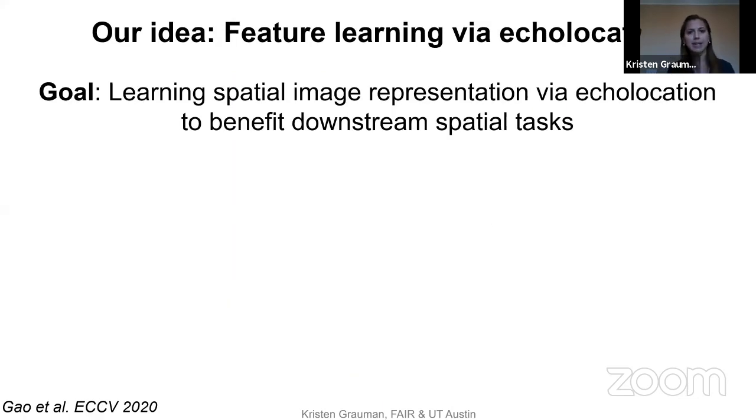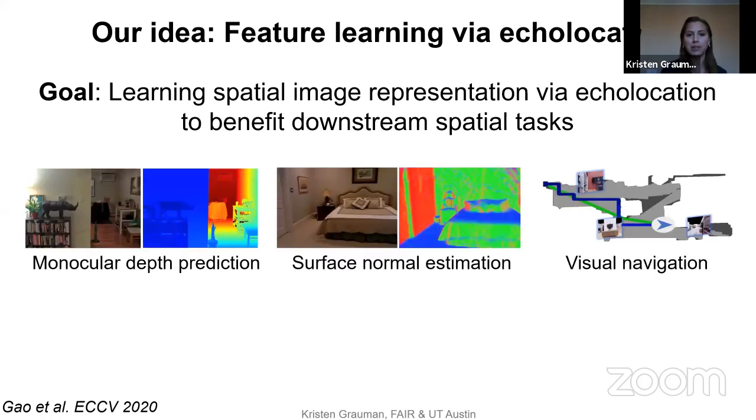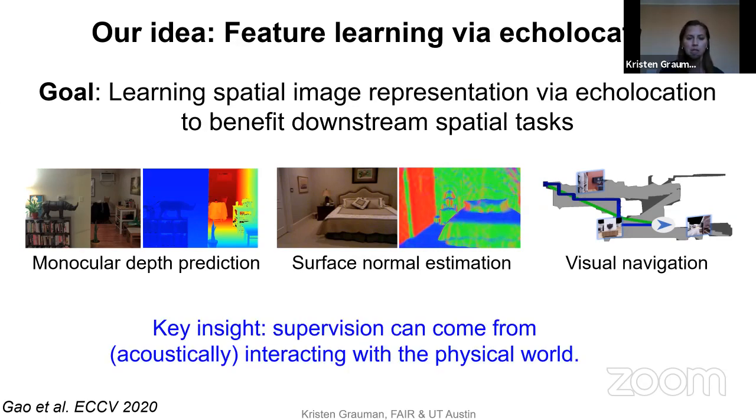And so here's our idea: to perform feature learning in a self-supervised way through echolocation, and then to explore how such an encoding that we learn with sound can benefit downstream tasks that are spatial in nature when there's no sound as part of the observation. That includes depth prediction, surface normal estimation, and even navigation. So the key insight for this Visual Echoes work is to think about feature learning through acoustically interacting with the physical world.